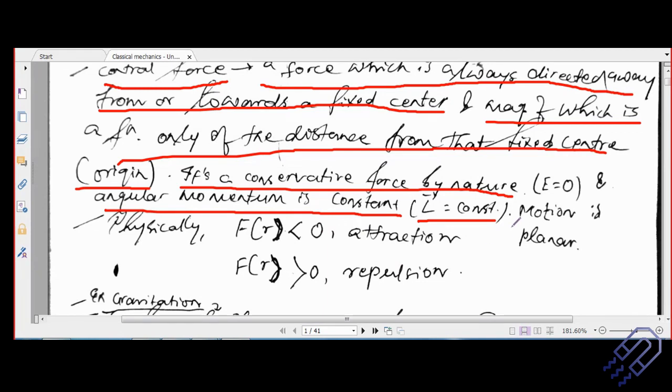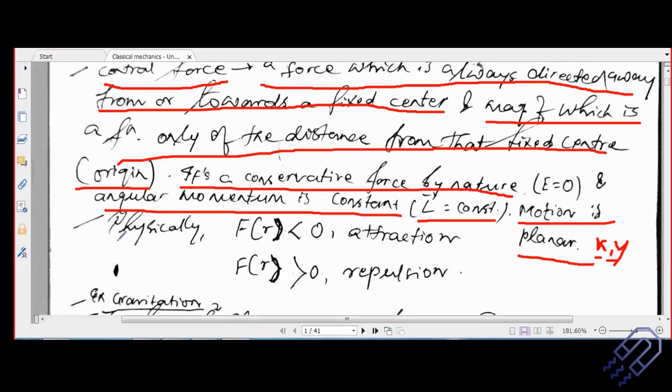So similarly, if you're considering a central force, the conservation of angular momentum plays a very important role. And then we are talking about the motion being planar. By planar, I mean that the motion is along the XY axis. So now we are considering only a two-dimensional system, on an XY axis. So motion is planar.